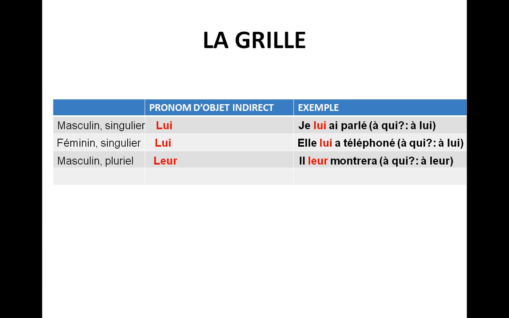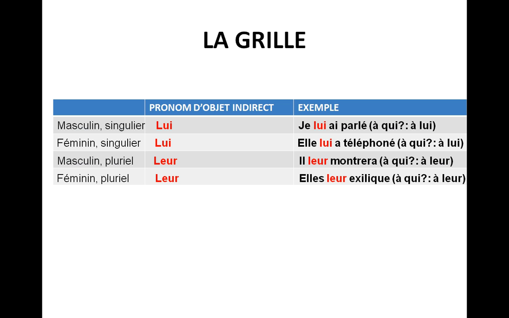Then you have the masculine plural. It's leur. Il leur montrera. Montrera is future. À qui? À eux. So for instance, il leur montrera la voiture. He will show the car to them. So to them again. À qui? You have to replace it with leur. You have to put leur for the plural. Okay? Il leur montrera. And it's masculine plural.